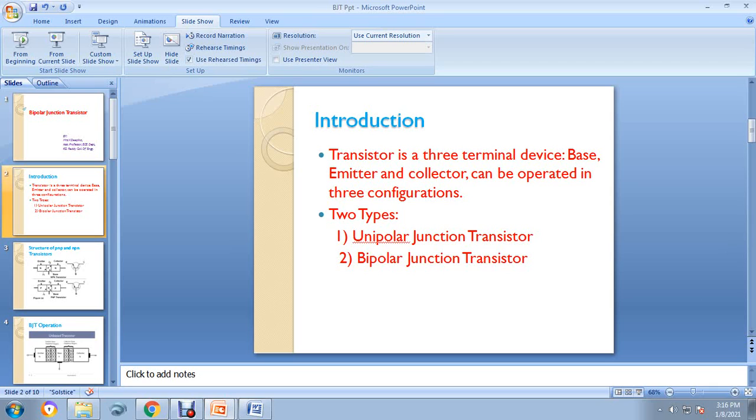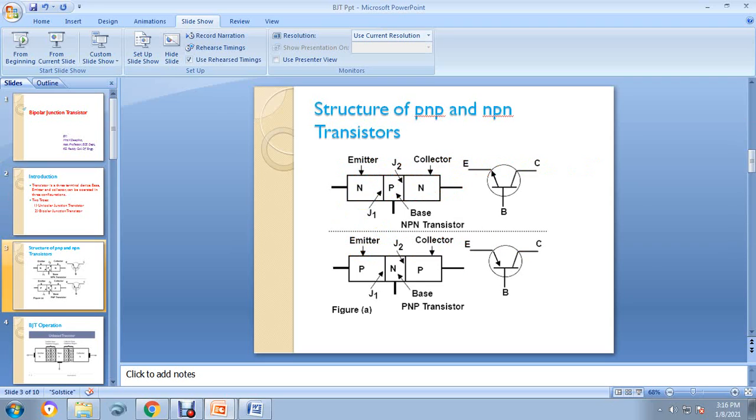Coming to the advantages of transistors, the main advantage is that it is very small in size. It also has higher efficiency, it does not require any filament power, and its operating voltage is also very low. Now let us see the structure of the PNP and NPN transistor.